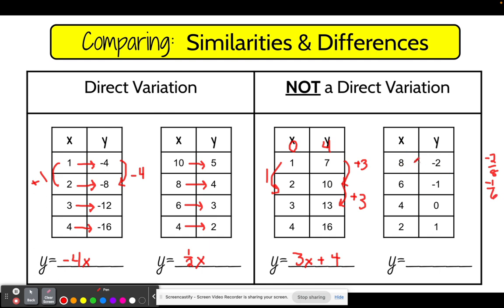So I can't look across the table, but let's see if we have a constant change in y over change in x pattern. This is adding 1. This is adding 1. And this is adding 1. While on the other side, I'm subtracting 2 every single time. So I do have a constant pattern. This is a linear equation, but it is not a direct variation.